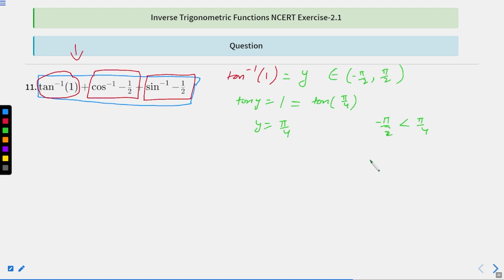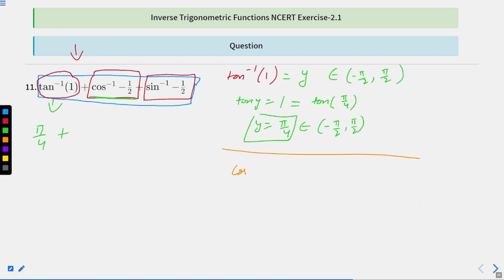Okay. Now what we know? We know that 2 pi is less than 4 pi. This means pi by 4 is less than pi, and further it means pi by 4 is less than pi by 2. So what I can say is that this belongs to the open interval minus pi by 2 to pi by 2. Okay. So this means this will be my principal value. So this value will be pi by 4. Now let's find the next one.